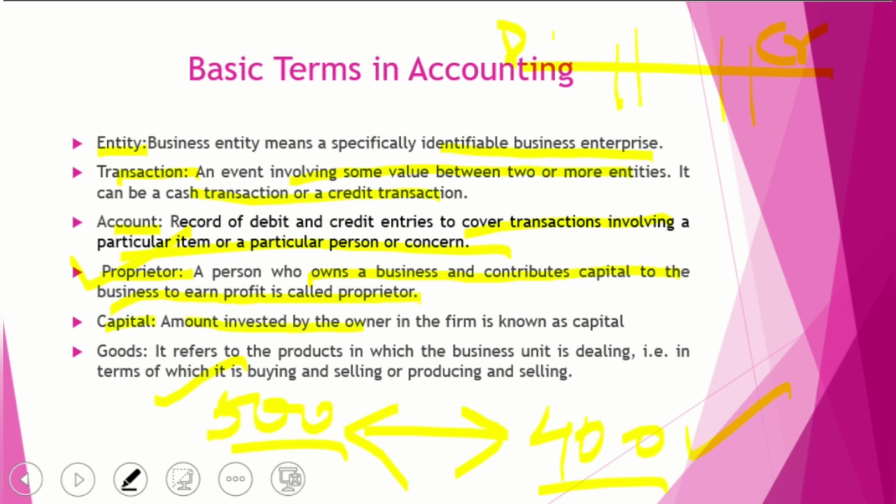Next, capital, the amount invested by the owner. We saw that Vidya invested rupees 1,15,000 into her clothing business.